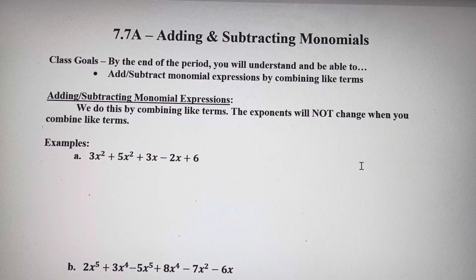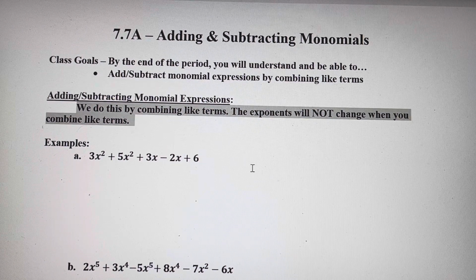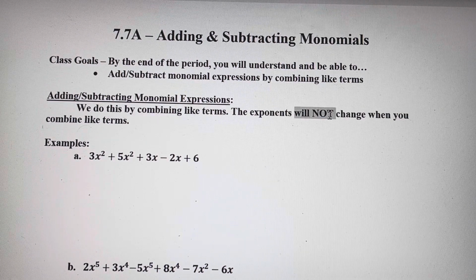All right, guys, so in this video, we're going to be adding and subtracting monomial expressions. And we do this by combining like terms. And when you combine like terms, the exponents will not change. So when I add 3x squared and 5x squared in just a second, the exponent's not going to change. That's going to be 8x squared.